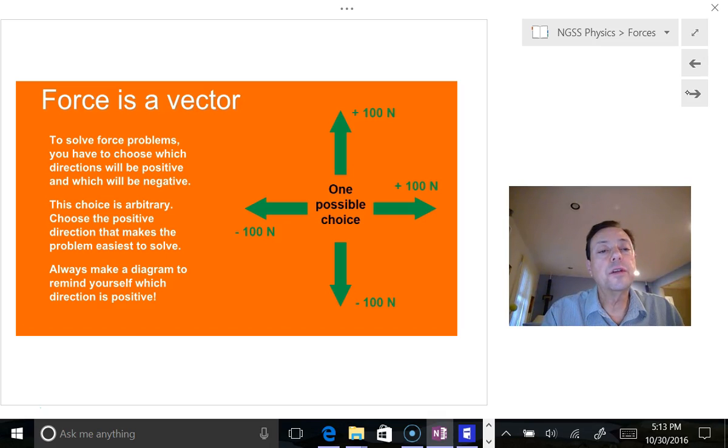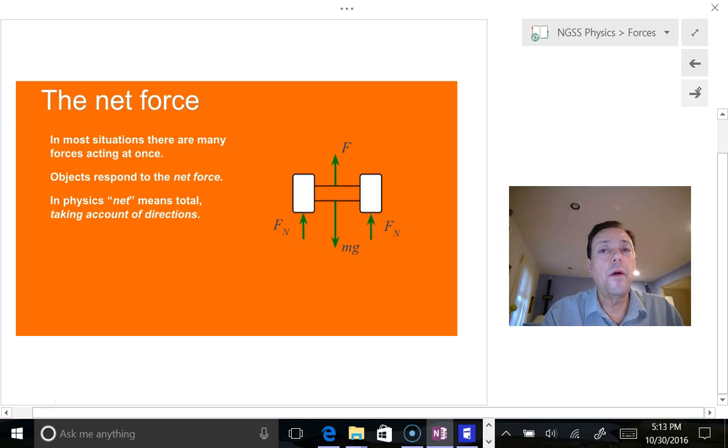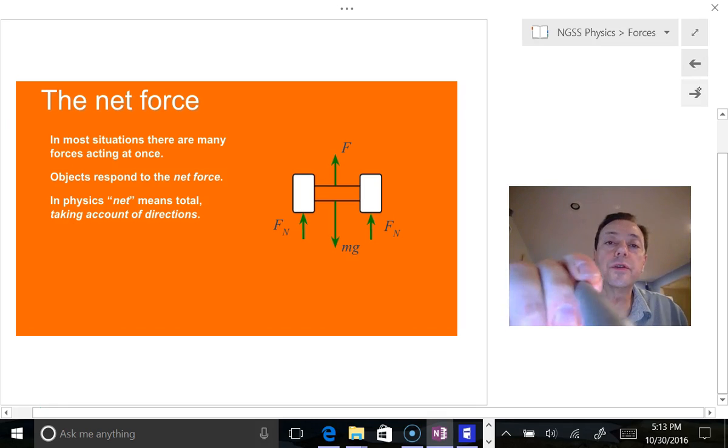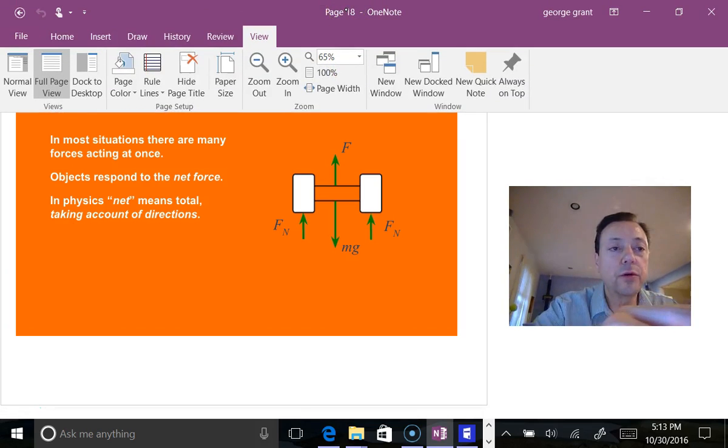Choose the positive direction that makes the problem easiest to solve. Always make a diagram to remind yourself which direction is positive. Good idea. Okay, back to the net force. Let me just see where we are here.